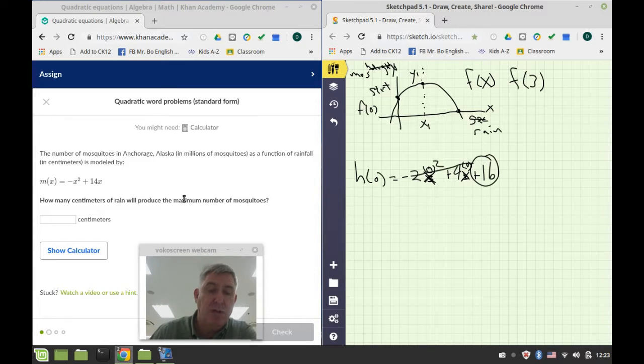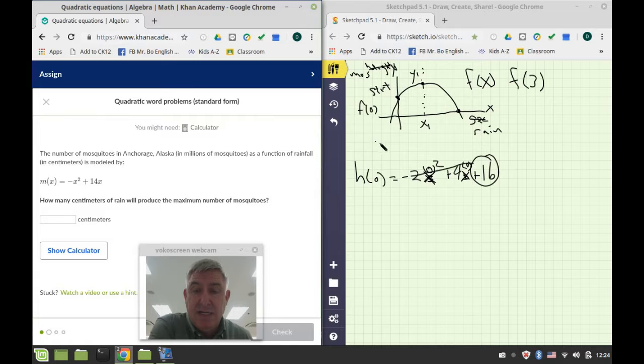So you see this word, maximum. And maximum tells us we're looking for the vertex. Minimum, if they say minimum, tells us we're looking for the vertex. And it wants to know centimeters of rain. So it wants to know the x value. So it wants to know where the axis is. And so we're going to find the x. And how do we find that?